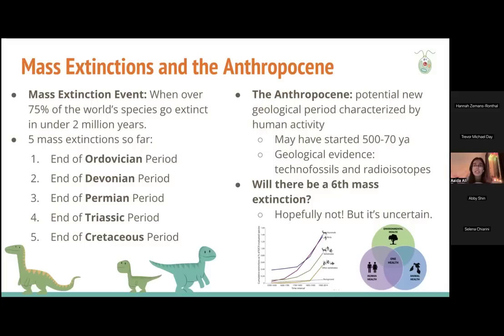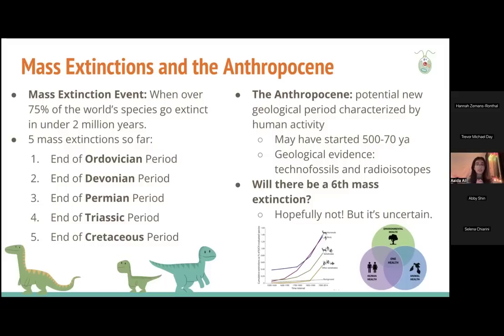And so the Anthropocene is a potential new geological period characterized by human activity. We say this may have started 500 to 700 years ago. Some people like to say that it started after the dropping of the first atomic bombs. And we do have geological evidence for this. That would be technofossils, which are pretty much just human artifacts, and also radioisotopes, which are just leftovers from radioactivity. So we do have proof that this is occurring.